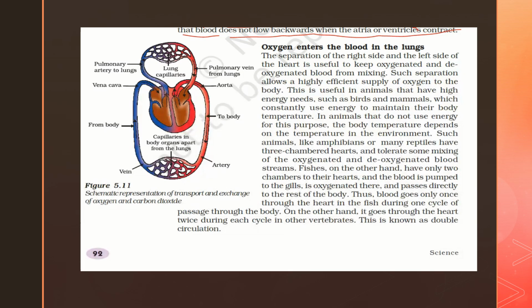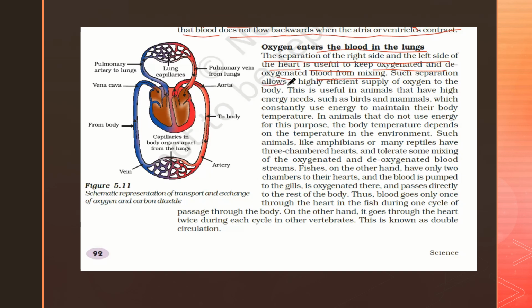Now, how does oxygen enter the blood in the lungs? That we will see. Let us see, the separation of the right side and the left side of the heart is useful to keep the oxygenated and deoxygenated blood from mixing. So they are separated. The left atrium, the right atrium, the left ventricle, the right ventricle are separated by the interventricular septum and inter-auricular septum, because if they are not separated, they will mix the blood.